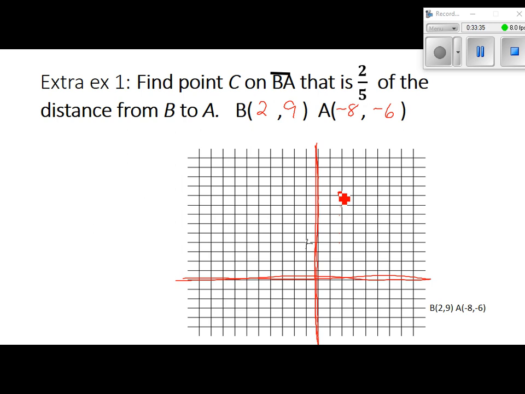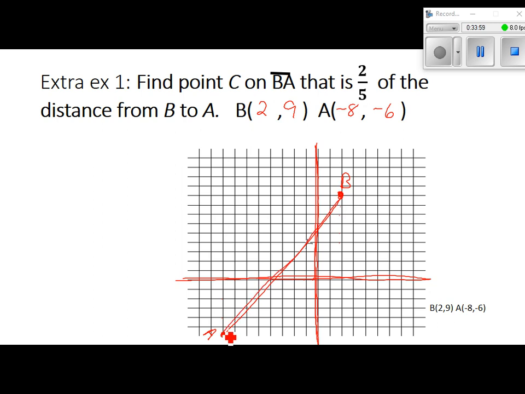How do I graph -8, -6? Go left, 1, 2, 3, 4, 5, 6, 7, 8. 1, 2, 3, 4, 5. We're gonna be right there. That's it. Can't draw very straight.